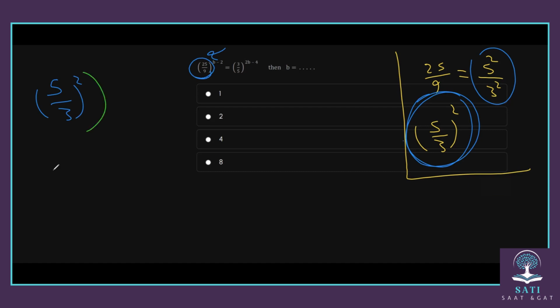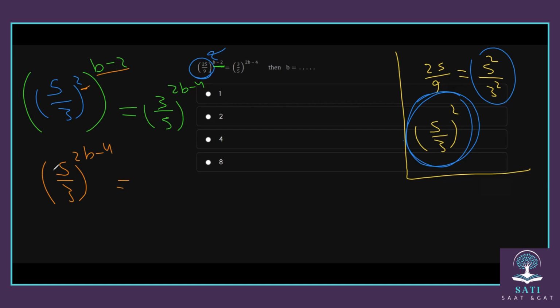Then all have the same, which is the common factor, which is power b minus 2. And on the right side, we keep it as it is, 3 over 5 power 2b minus 4. Okay, next step. If I have power and power, I multiply them. So you get 5 over 3 power 2 times b, it's going to be 2b minus 2 times 2, which is 4.